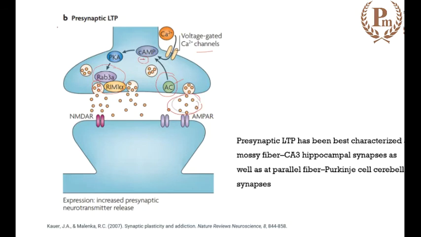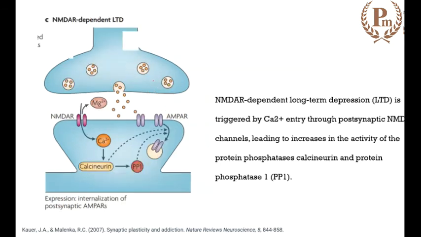But because of my plasticity, with more impulses coming, what happened? More calcium was available at the presynaptic end. This has caused increased neurotransmitter release via this mechanism. So this is what is called presynaptic long-term potentiation.